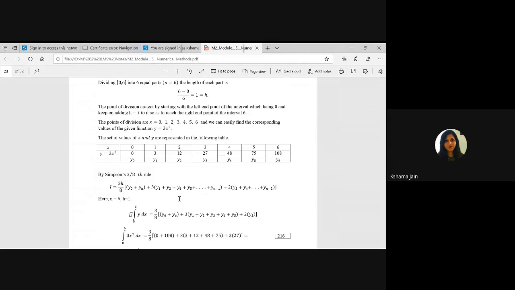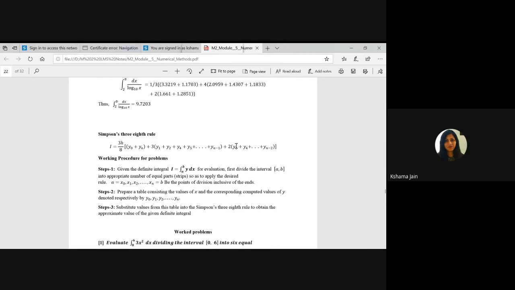Sorry for the interruption. I was wrong. Hello, can you hear me, students? Sorry, I got a little confused. In this 3/8 formula, it's not like they have taken odd numbers or even numbers. It's simply that 3 is multiplied with the terms, and the multiples of 3 are missing. Means y1, y2, then the multiple of 3, y3, is missing. Then y4, y5, and y6 will be missing. Like this. And those missing terms will be multiplied with 2. Here they have written it wrong. That's why I got confused.